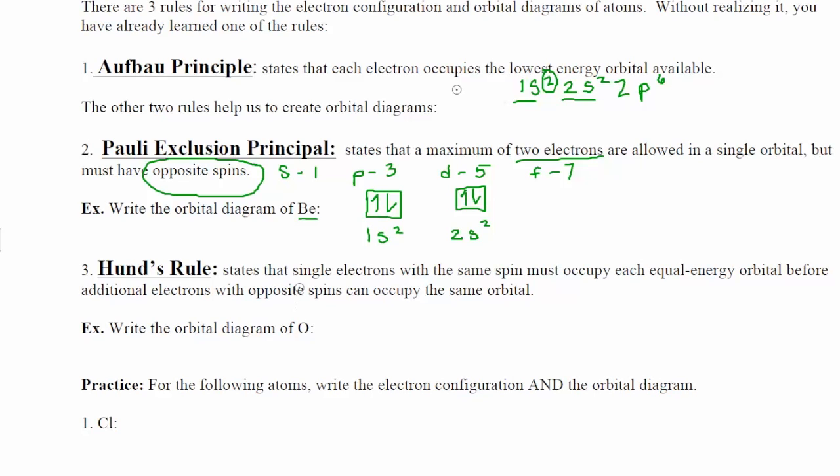All right, Hund's rule states that single electrons with the same spin must occupy each equal energy orbital before additional electrons with opposite spins can occupy the same orbital. Oh my goodness. Okay, we're going to go through oxygen as an example, and you'll see that even though the wording may seem overwhelming, it's actually quite simple, and it actually makes sense. It helps you to fill the orbital. So for oxygen, my electron configuration is 1s2, 2s2, 2p4.